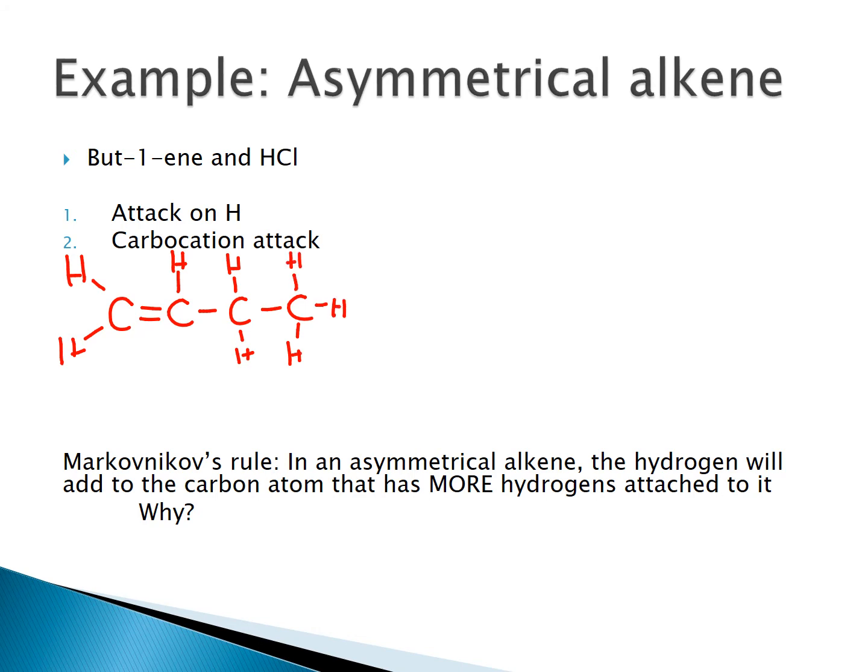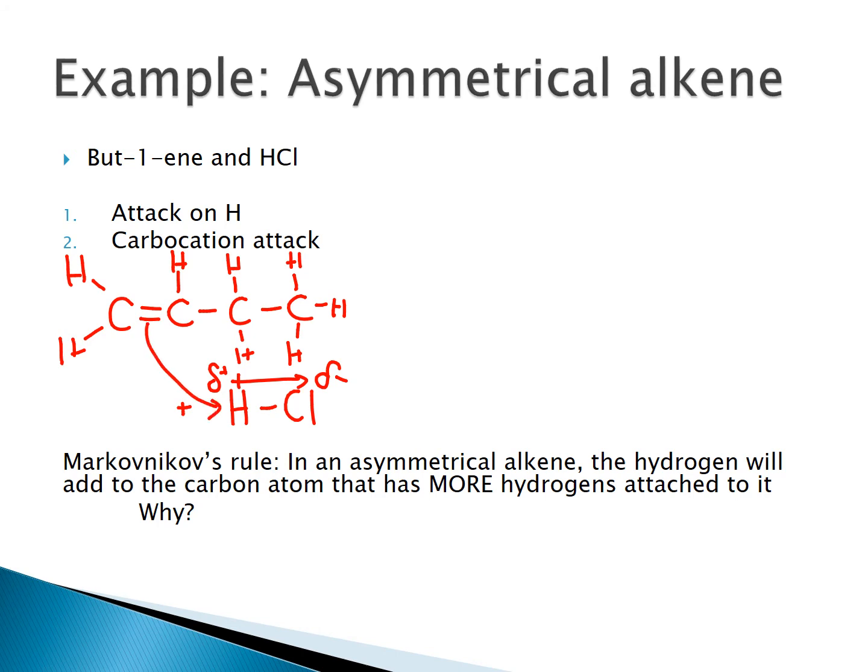And I'm going to draw my HCl molecule. Now, when we think about the way that the electrons are going to move here, we have to think about what the electrons are going to be attracted to. Now remember, this is a polar bond. So chlorine has a partially negative charge and hydrogen has a partially positive charge. So it makes sense the electrons are going to go towards the hydrogen.